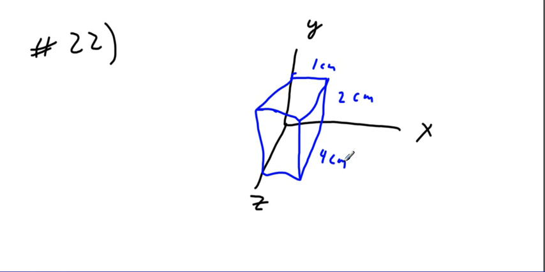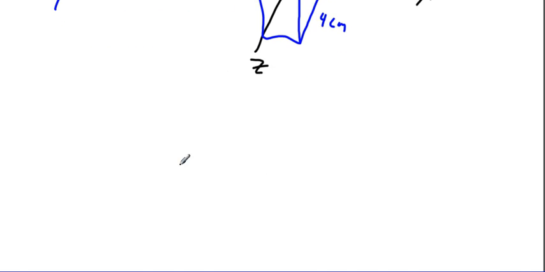Current is passing through it. Determine the resistance for the current passing through it in the x direction, the y direction, and the z direction, given that the resistivity for the carbon is 3.0 times 10 to the minus fifth ohm meters. Okay, so we want resistance in the x direction.